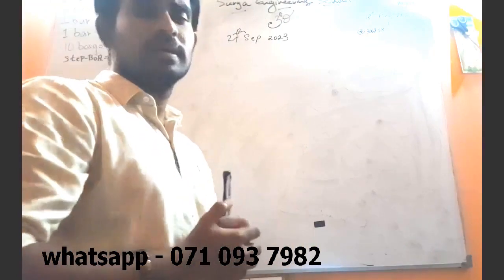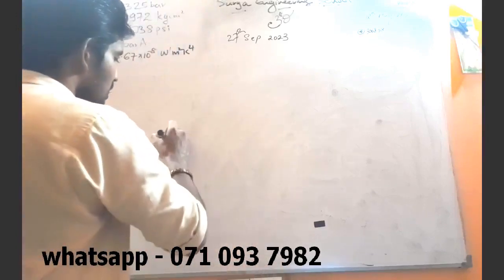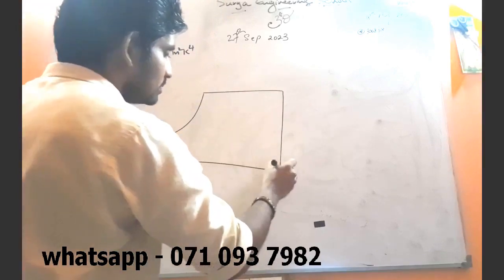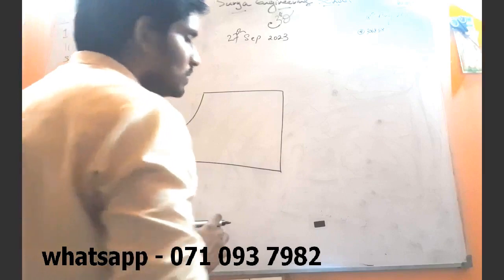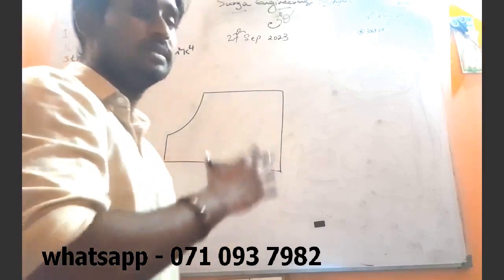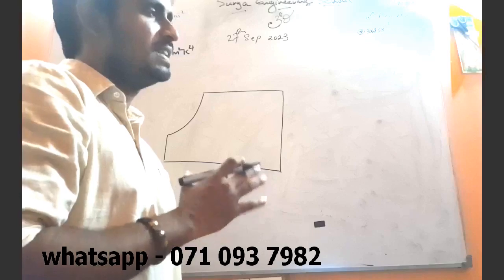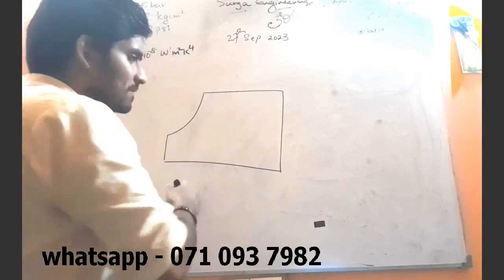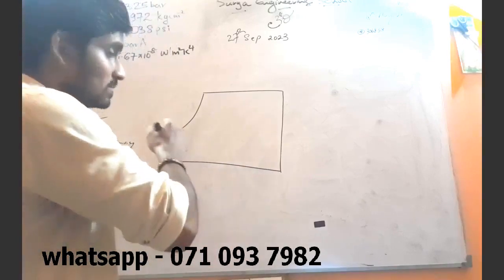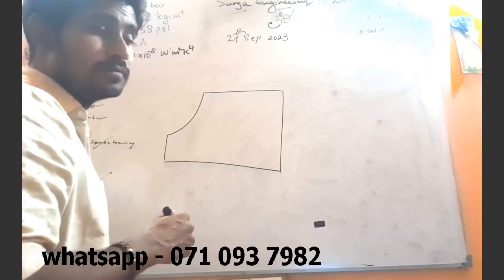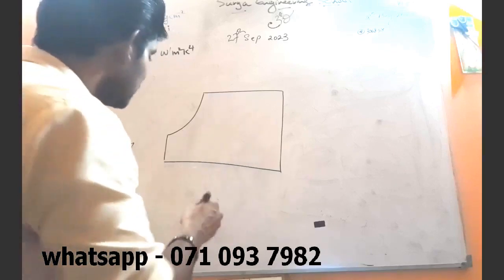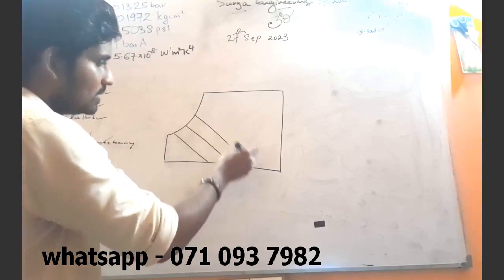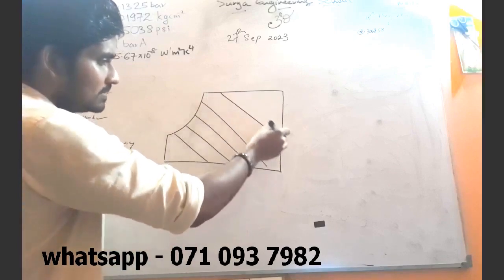Now I will again sketch the boot. Here I want to tell you something. I have already taught you about the wet bulb temperature lines. Those lines make an angle of 30 degrees with the left horizontal, like this. Just focus here. These are the wet bulb temperature lines.